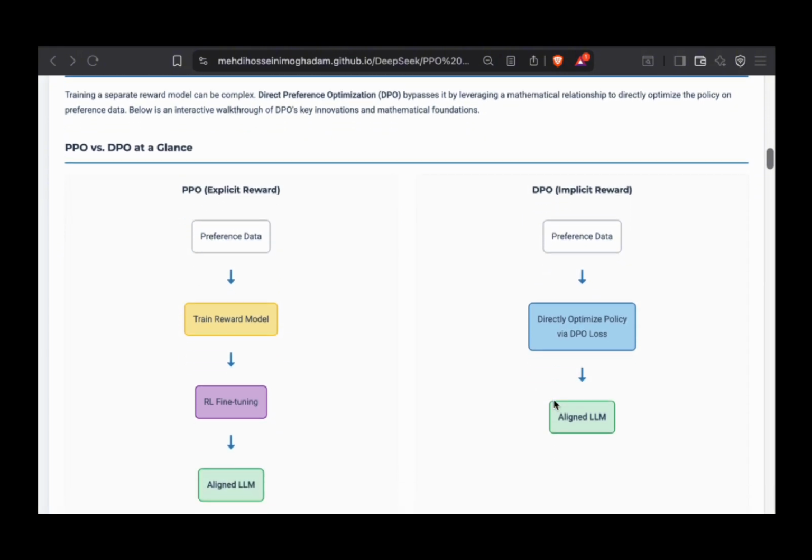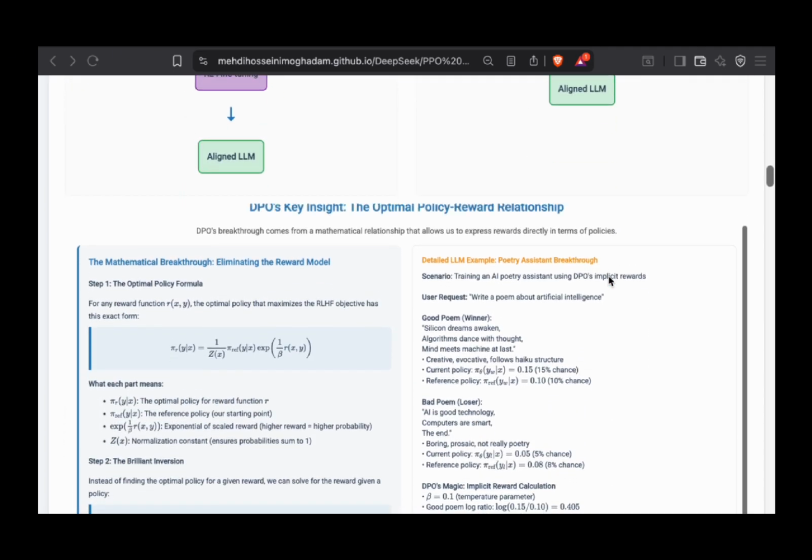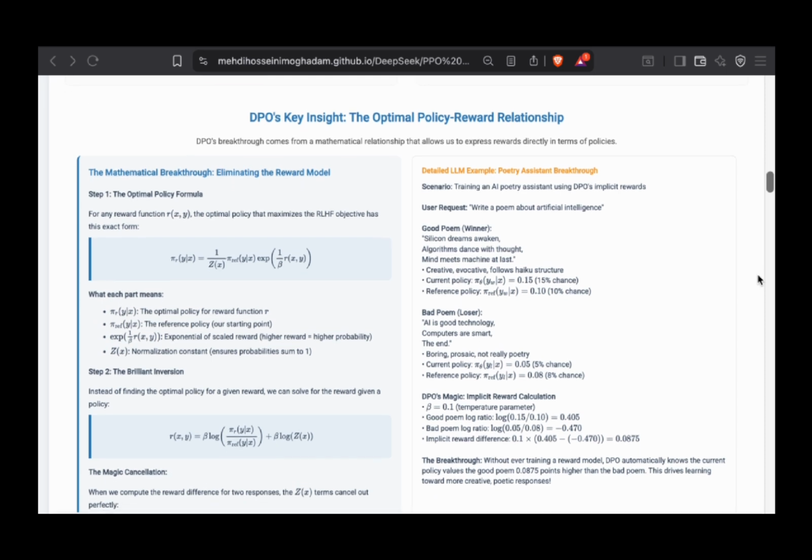As we saw in PPO, we had reference data, training reward model, RL fine tuning, and then the aligned LLM. So the thing is, in DPO, we totally get rid of the reward model. What we do is directly optimize the policy via DPO loss, and we will see in a minute what that means and what it is. So yeah, let's jump into it.